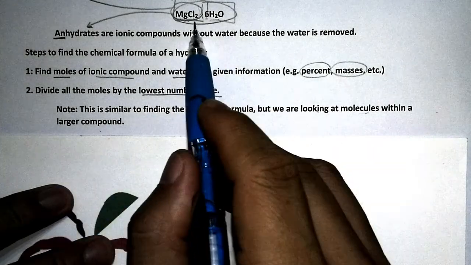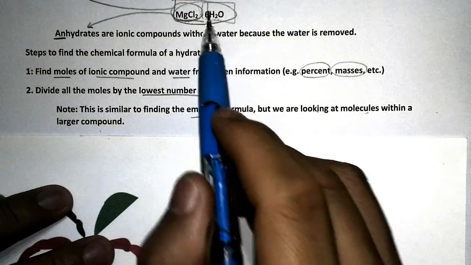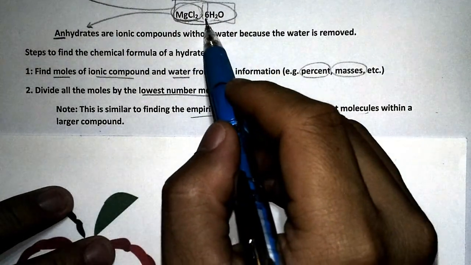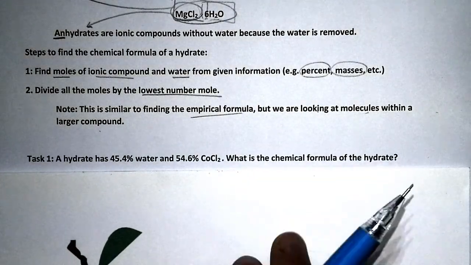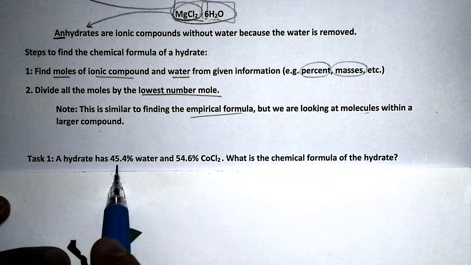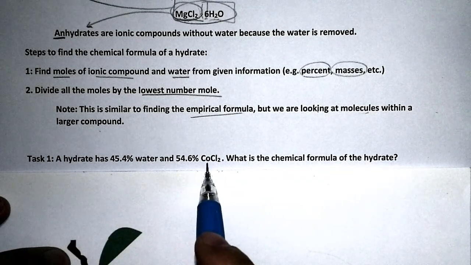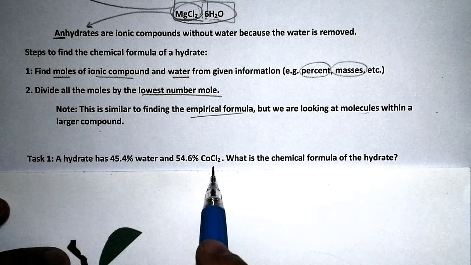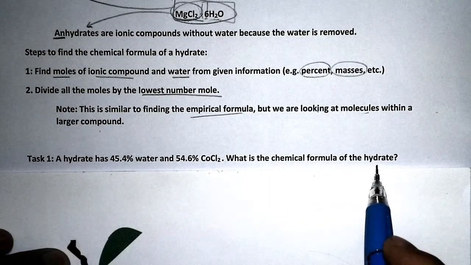In this case, this hydrate has 2 different molecules in it, and we are looking for the ratio in terms of moles. So let's go back and try one problem together. A hydrate has 45.4% water and 54.6% cobalt chloride. In this case, what is the chemical formula of the hydrate?